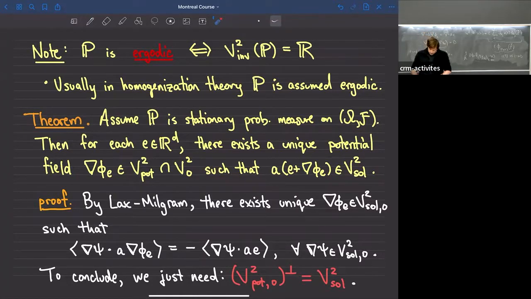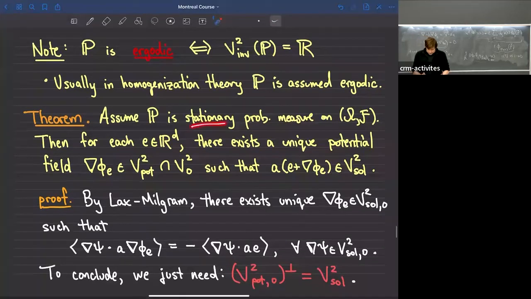Okay, so here is the homogenization theorem, or rather the existence of correctors theorem, in this general framework. We're going to show the following. Assume P is stationary, not necessarily ergodic, on this measurable space. Then for every direction E that you want to make the corrector, there's a unique potential field belonging to this space. So not only is it a potential, but its mean is zero, on every ergodic component.